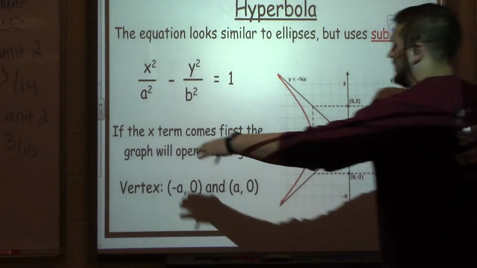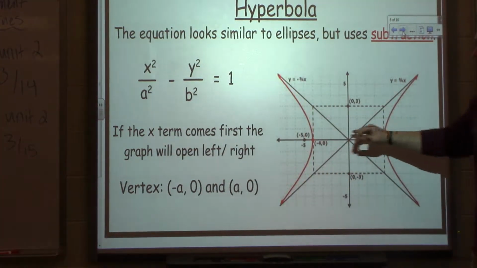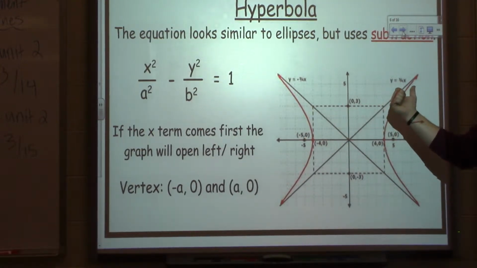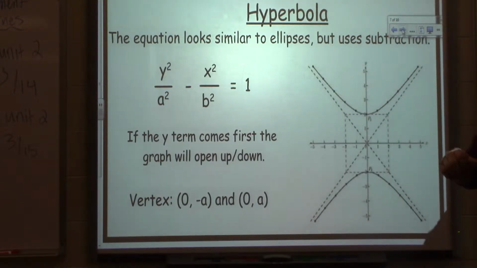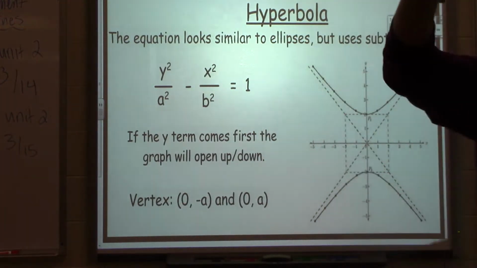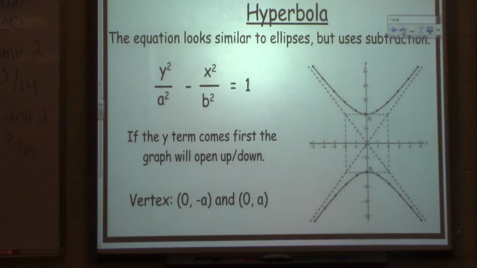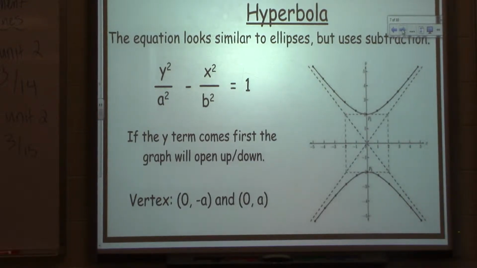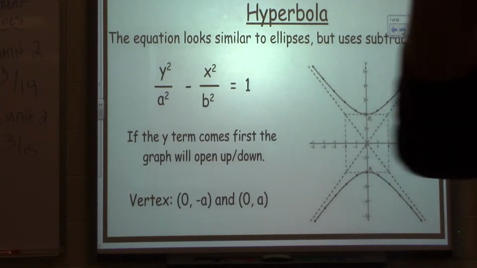Alright? So if x squared comes first, it's going to be like it's horizontal, it's going to open left and right. It's going to open along the x-axis. If y squared comes first, we're going to open up and down along the y-axis. So instead of it being x squared over a squared minus y squared over b squared equals 1, it's now flip-flopped. Y squared's first, it's opening up and down. Make sense? Does that make sense? X squared's first, which way is it opening? The horizontal way. Horizontal way, left and right.